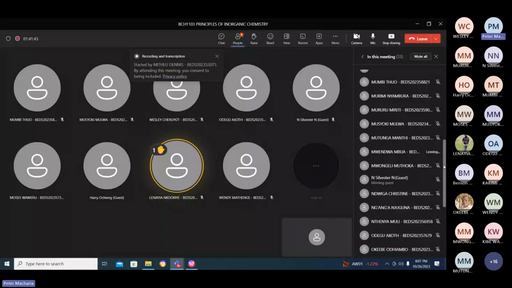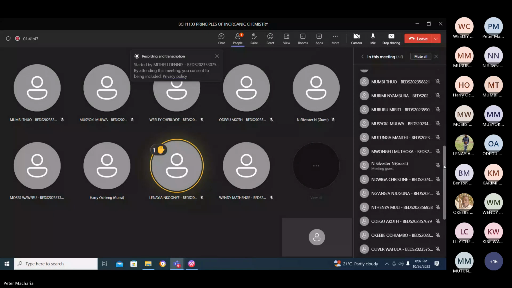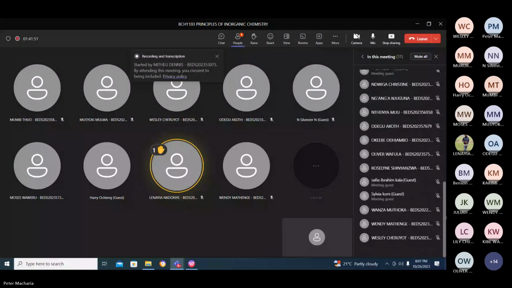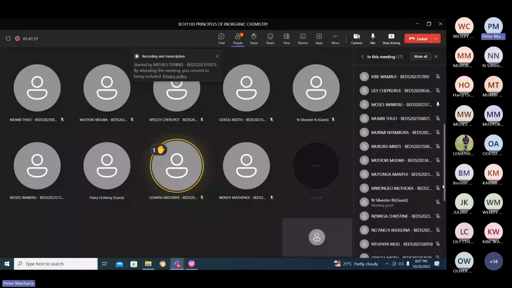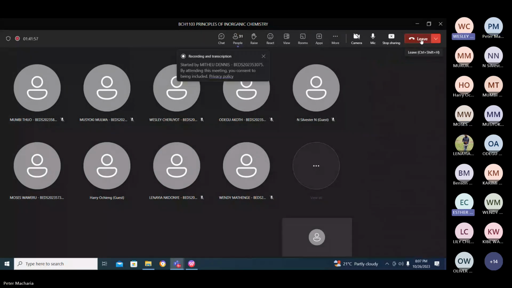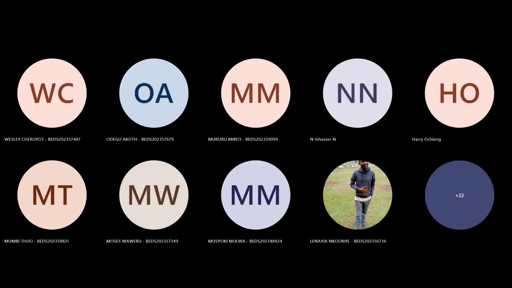So they've talked to Renaya. Anybody else? So apart from Renaya, I don't see anybody else. So have a good night. You too. Good night.